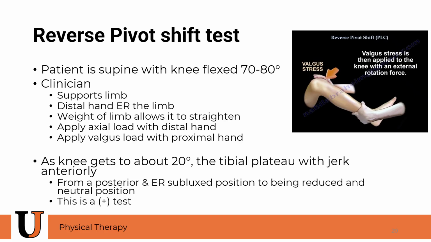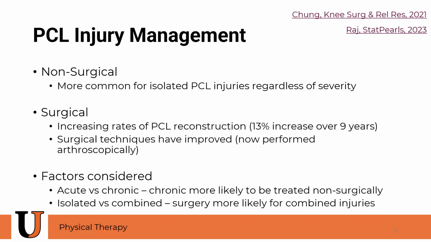You're going to apply this axial load with the distal hand. Sometimes you're going to have to use your body to provide that axial load. At the same time, you're going to apply a valgus force with your proximal hand. As the knee goes through extension at about 20 degrees, you'll notice that the tibial plateau will jerk anteriorly. From a posterior and externally rotated subluxed position, it's being reduced and returning back into a neutral position. That would be considered a positive test if you see that anterior tibial jerk.